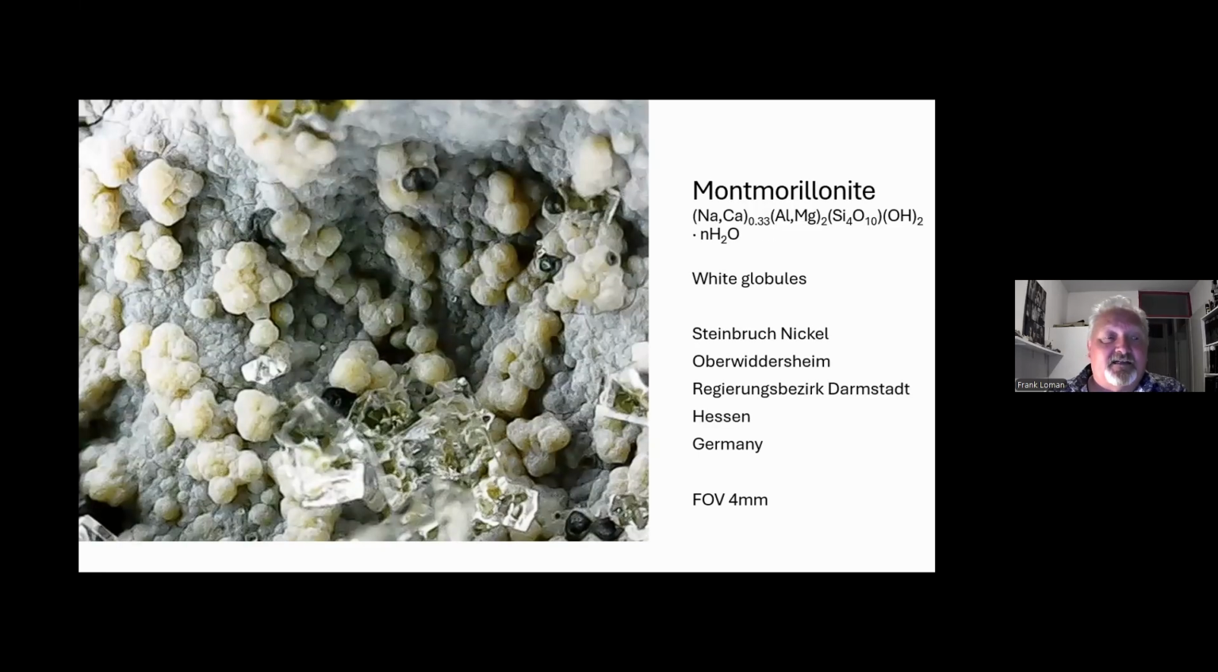Montmorillonite, another, well, not so obvious mineral to collect, but it also makes globules. In this case, creamy white globules. You can also see some probably philipsite crystals in the lower part of the picture, and these come from the nickel quarry in Oberwiedesheim in Hessen, Germany.